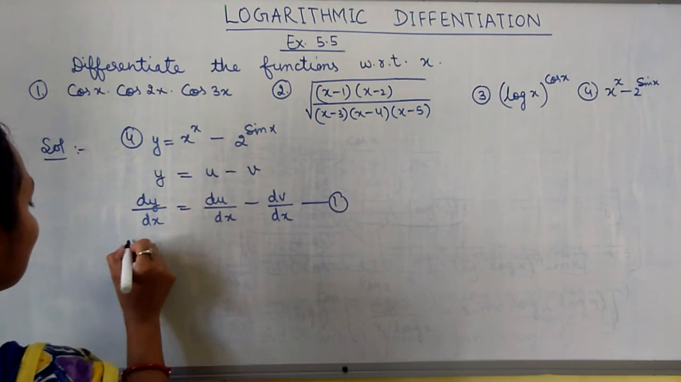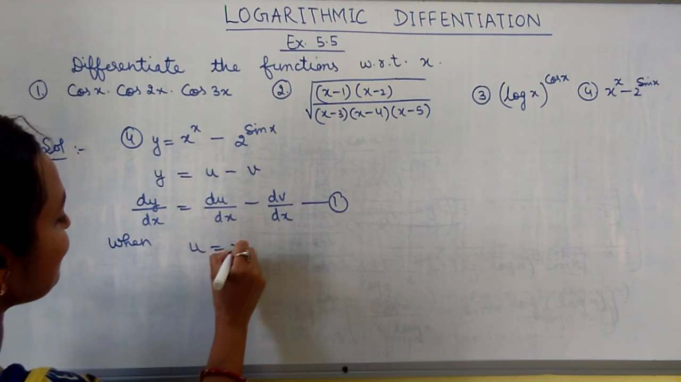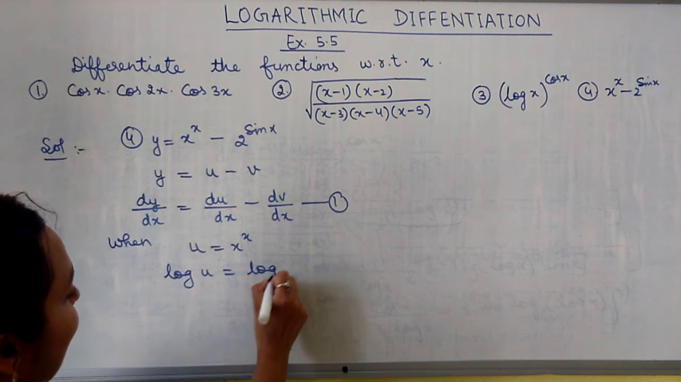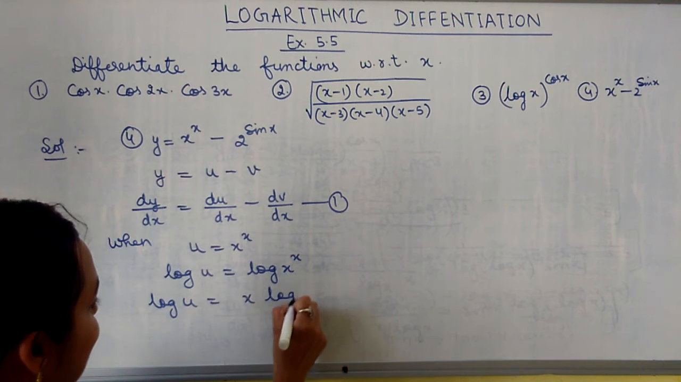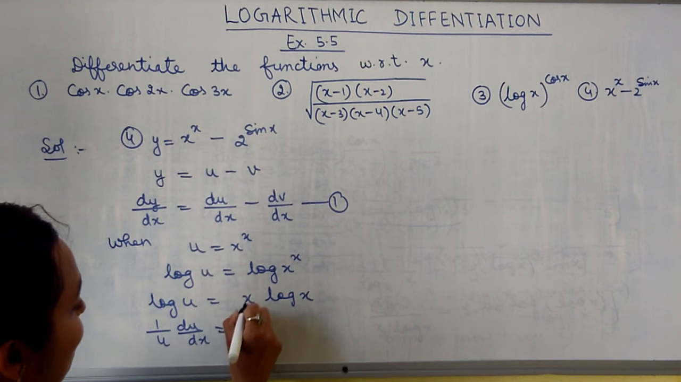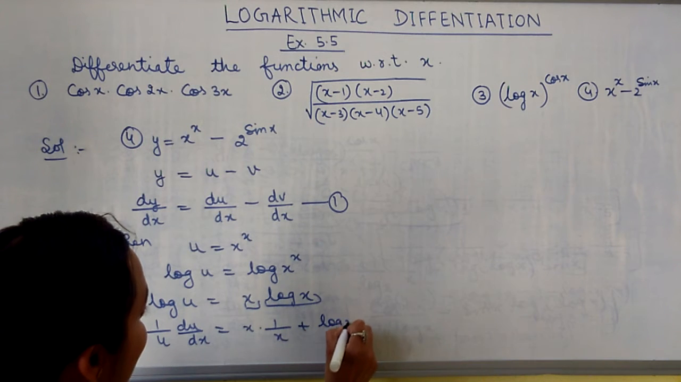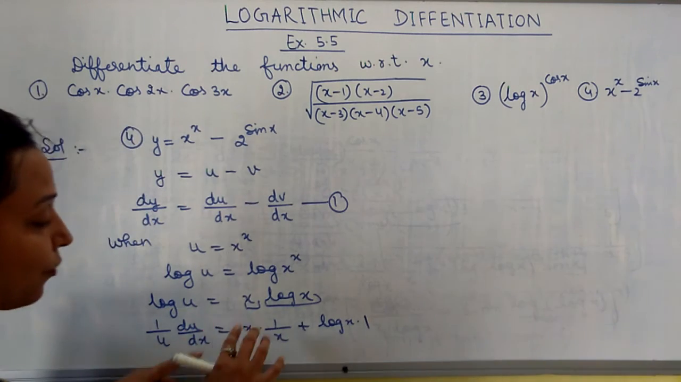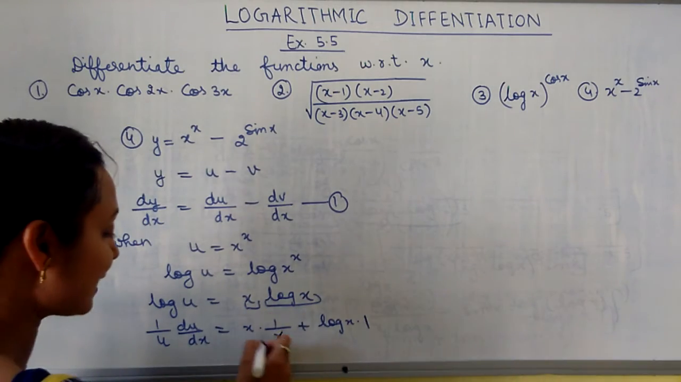Now take u equals x raised to power x. Taking log on both sides, log u is equals to log x raised to power x, so log u is equals to x log x. Differentiating, this equals 1 upon u du upon dx. The right side is a product of two functions: x as it is, differentiation of log x is 1 upon x, plus log x, and differentiation of x is 1. You have to take x as two functions. Now this x and x will cancel.